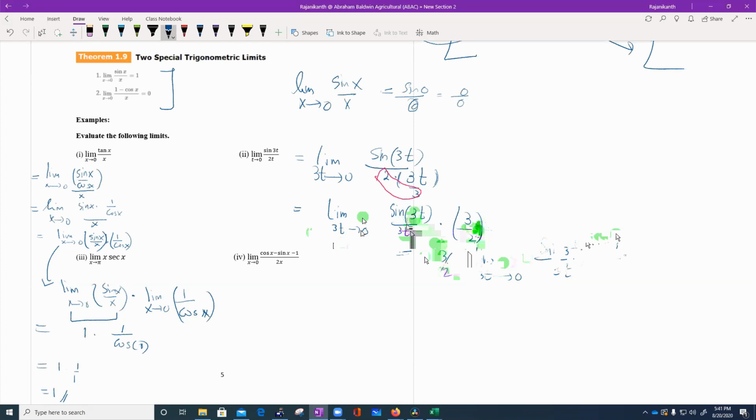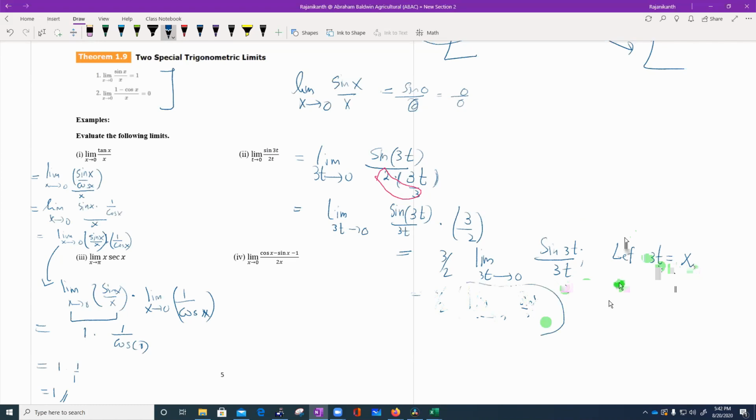Now let 3t be some value x. I'm going to substitute 3t by another new variable, say x. My x is here 3t. If you replace 3t by x, now the problem is nothing but 3 over 2 times the limit as x goes to 0 of sine x over x. Now we are good. What is the answer of this piece? Sine x over x, x goes to 0. Yes, that is 1. So the answer is 3 over 2 times 1, which is 3 over 2.